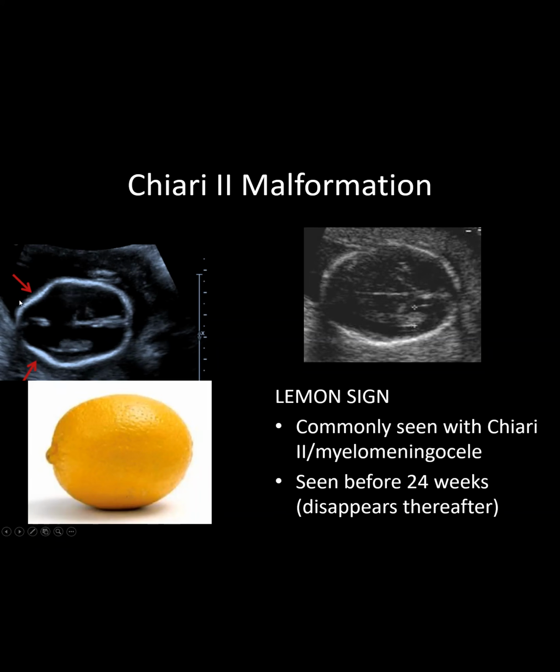This is because the skull is pretty soft. You'll see this, I think, during the first 24 weeks or so, but if you image them later on, the skull gets more developed and it kind of disappears. You see this in different things that cause spinal dysraphism, including Chiari 2.